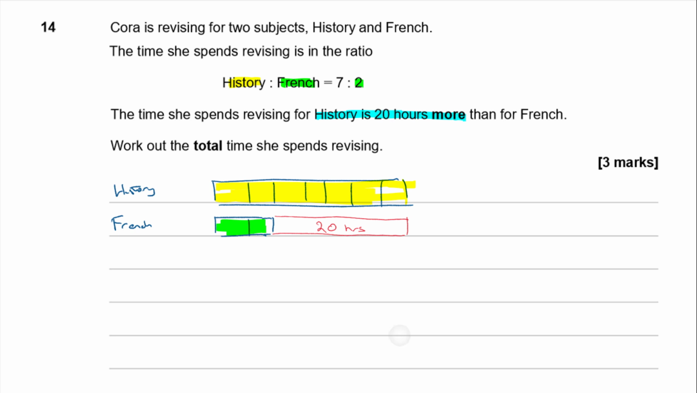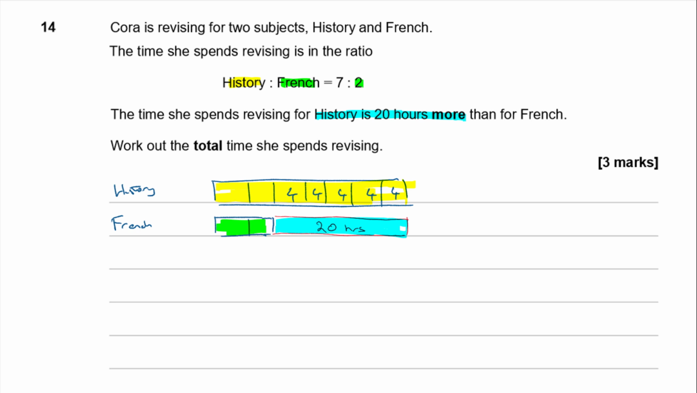Okay. So we know that the blue bit is 20 hours, and it matches up with 5 of the chunks from history, isn't it? So the 5 shares there are equivalent to 20 hours. So if I've got 5 sections and they add up to 20, that means that each section must be worth 4 then, isn't it? 4, 8, 12, 16, 20.